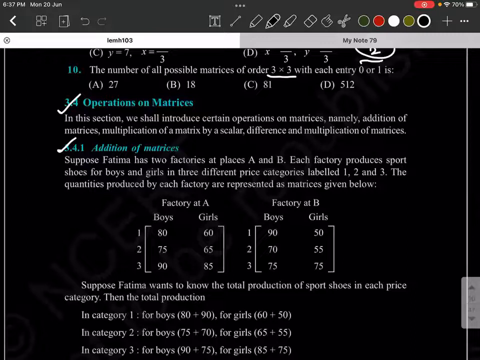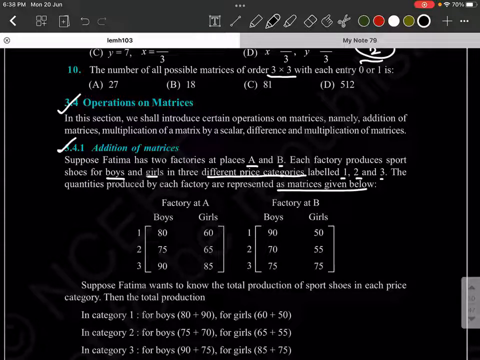So they have given some examples. We'll go with the example itself. Suppose Fatima has two factories at places A and B. Each factory produces sports shoes for boys and girls in 3 different price categories labeled 1, 2, and 3. The quantities produced by each factory are represented as matrices given below. So in factory A, what are they doing? They are manufacturing shoes for whom? For both boys and girls, and those shoes are categorized at different price levels.